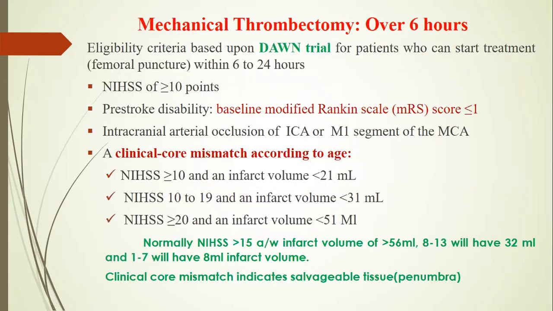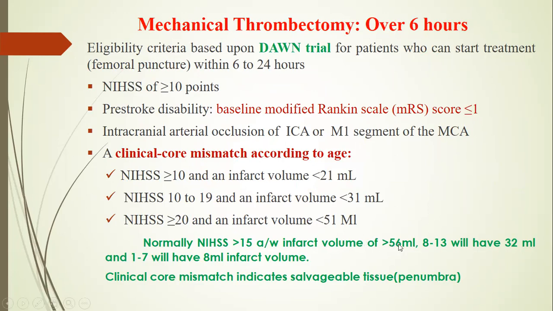Okay. Next one is DAWN trial. Patients who present to the casualty within 6 to 24 hours. And here they have taken the patients of NIHSS score more than 10, MRS score 1 or less than 1, and they have done clinical core mismatch. Ideally, the thought is that if a patient is having NIHSS score more than 15, infarct volume should be more than 56 ml.